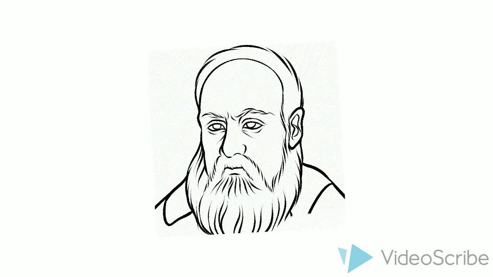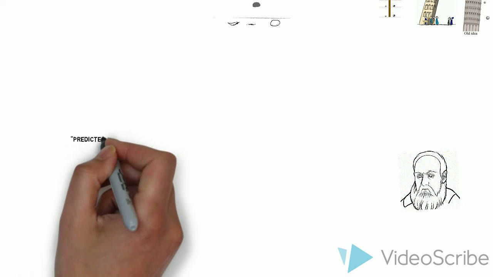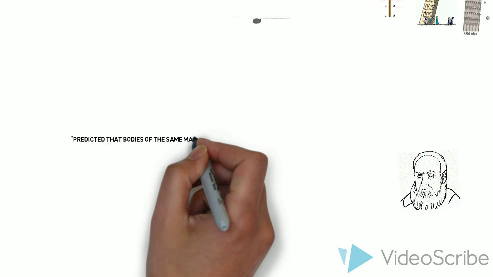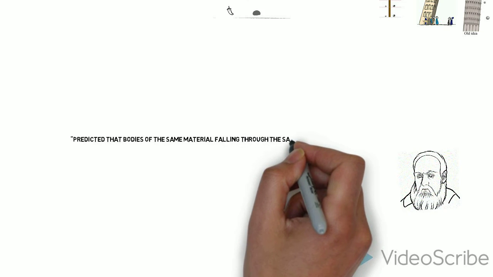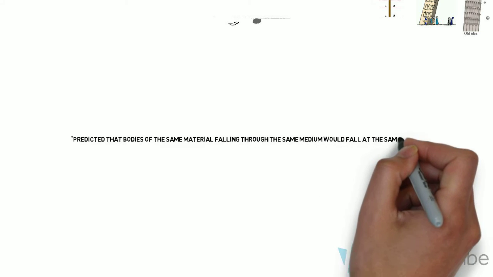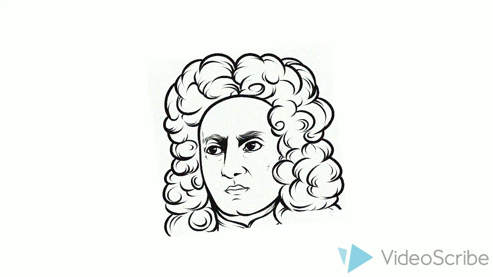At the time the experiment took place, he had not finalized his law of free fall, but he had previously stated that he predicted that bodies of the same material falling through the same medium would fall at the same speed. This discovery influenced many scientists throughout the ages, one being Isaac Newton.